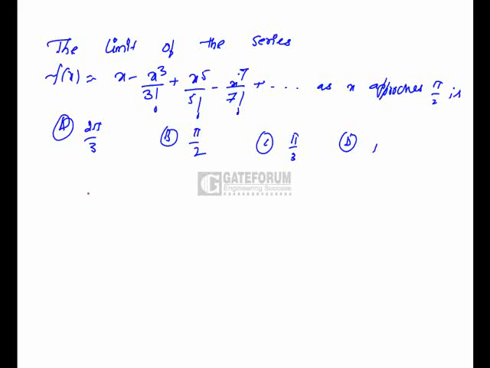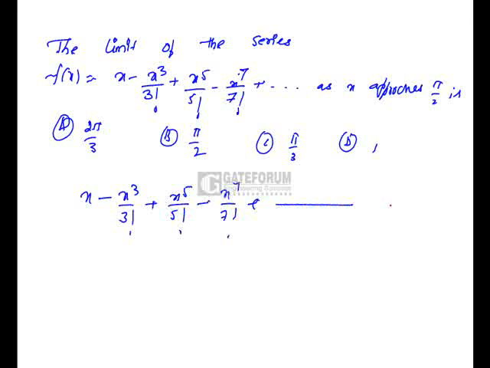To find the limit of the function x minus x cubed by 3 plus x power 5 by 5 factorial minus x power 7 by 7 factorial at pi by 2. Now this function is nothing but sin x. So the limit of sin x at pi by 2 is sin pi by 2, which is 1.